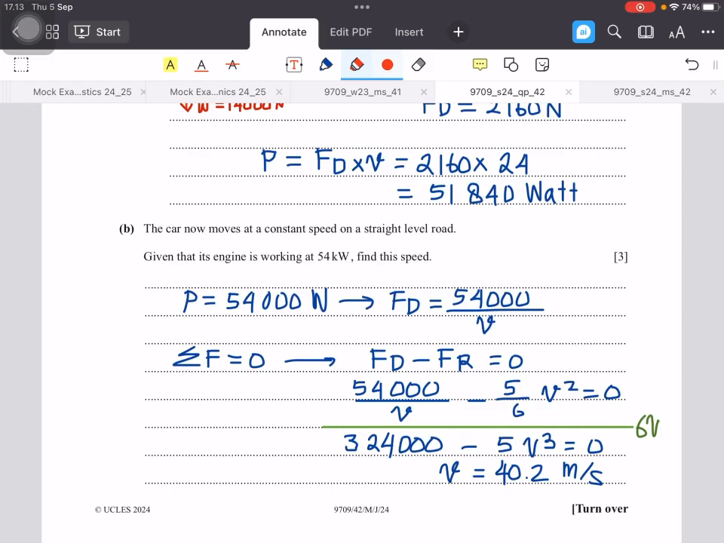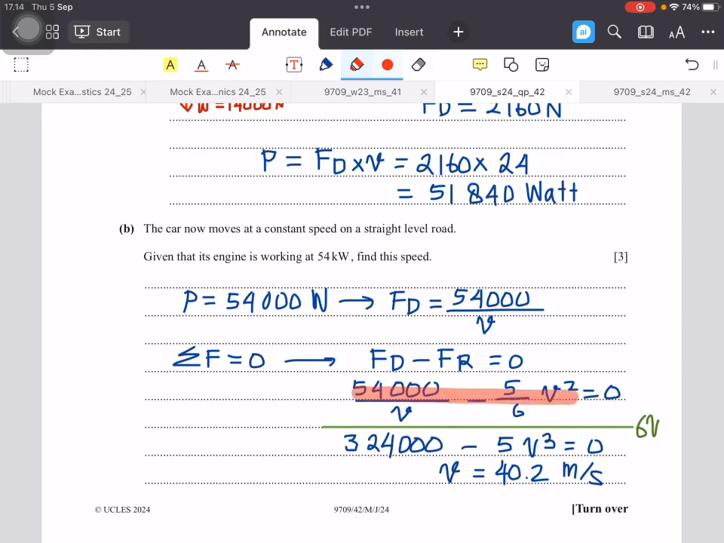And then since in this question the car also moves at constant speed, we can say that the net force is equal to 0. The driving force minus the resistance force is equal to 0. The driving force in terms of v is 54,000 divided by v. And then the resistance force also is a function of the speed. k is 5/6, so the resistance is 5/6 kv squared.